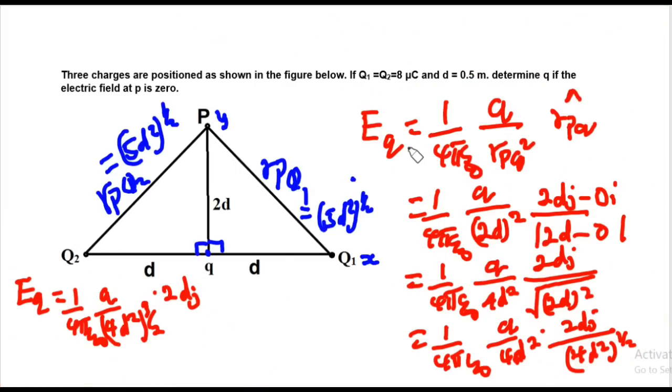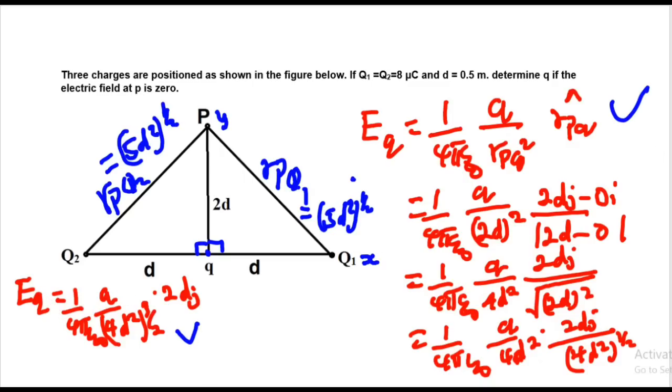To get the electric field due to Q, we utilize this formula. So this is 1 upon 4 pi epsilon 0 Q upon the distance from here to here, which is 2d squared. The unit vector in this direction, following from our previous example, is this. This is 2d. We don't have any vector component along the x, so we have it as this. So finally, we have the electric field contribution due to Q as this.